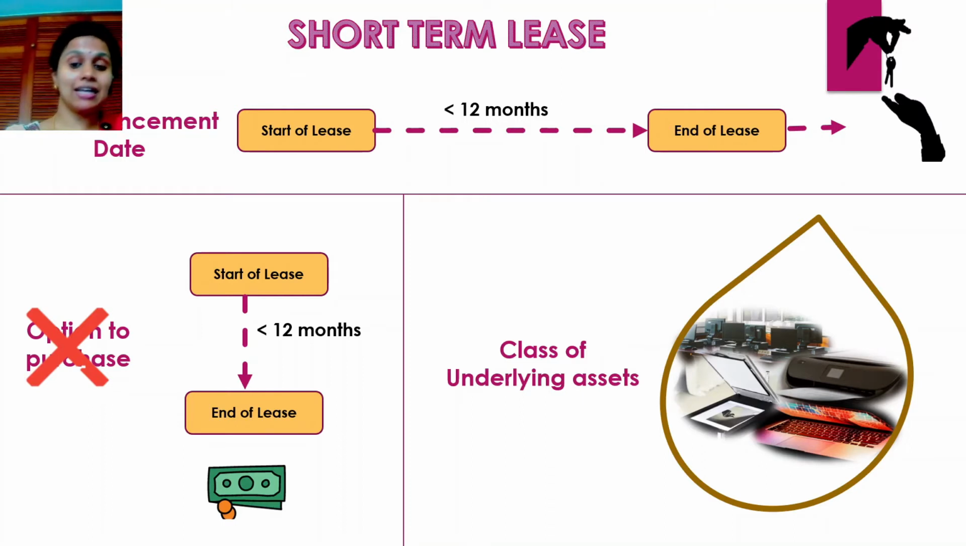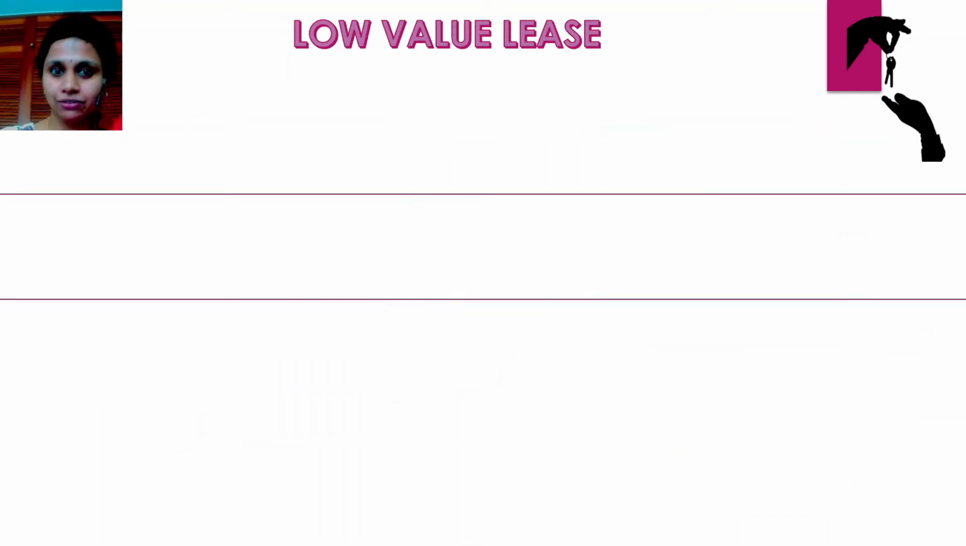So, in this case, the lessee cannot decide that he will not apply IFRS 16 for short-term lease of scanner, but he will apply IFRS 16 for the short-term lease of a printer. No. The decision that he makes on whether to apply the standard or not will apply to the entire office equipment class. Now we go to low value leases.